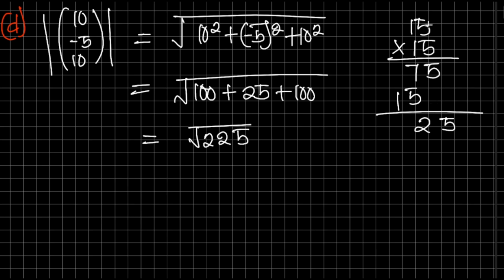5 times 5 is 25. 5 carry 5 times 7. 1 here 5, 1 here 2. So we have 5, we have 2, 12 carry 1, yeah, it's 15. So the square root is 15, and that is the answer. So you can see that magnitude does not have direction, it is just a number. So magnitude of a vector is a scalar. Okay, so magnitude of a vector is always a scalar.